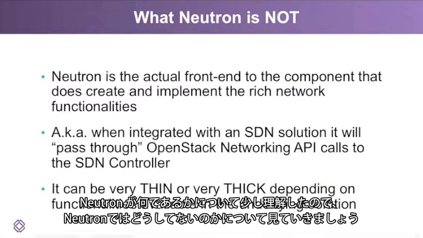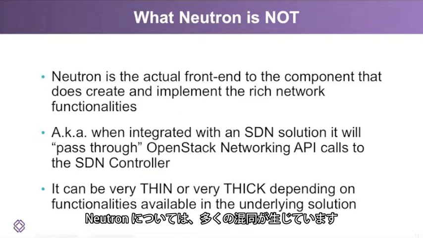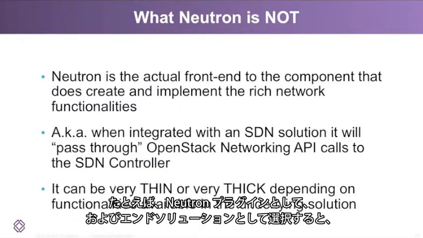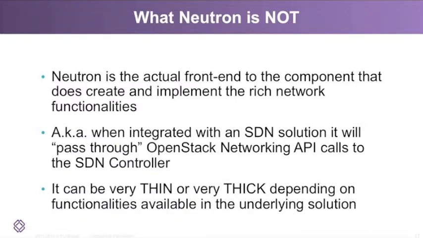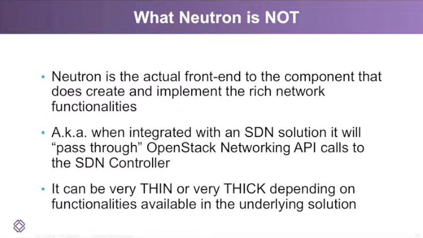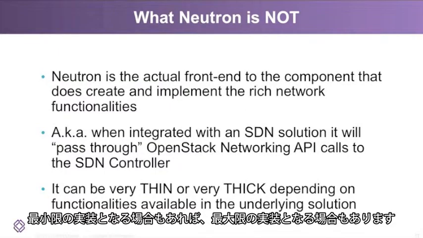Now that we understand a little more what Neutron is, let's look at what Neutron is not. There's a lot of confusion around Neutron. Remember, Neutron is just the front end to the component that then goes and implements the network functionality. As an example, when you select an SDN solution as a Neutron plugin, Neutron really is just a pass-through of API calls between the user and the backend implementation. So it can be really thin or really thick, depending on the functionality available in the underlying infrastructure, or if you choose to go with, for example, the reference implementation of Neutron.